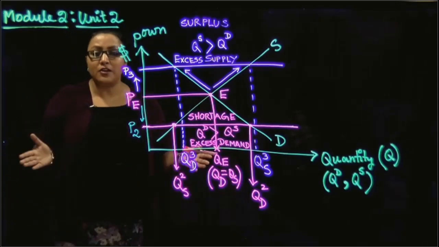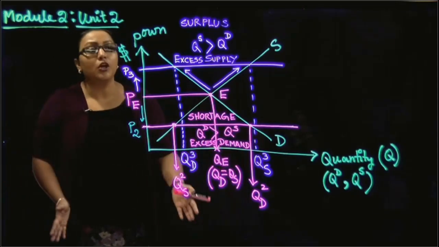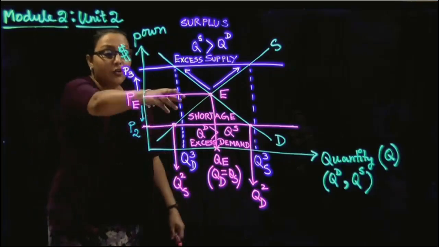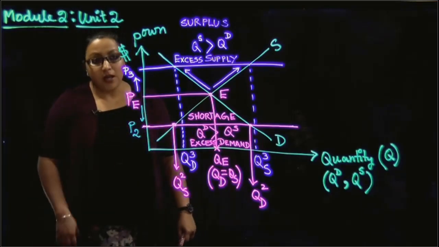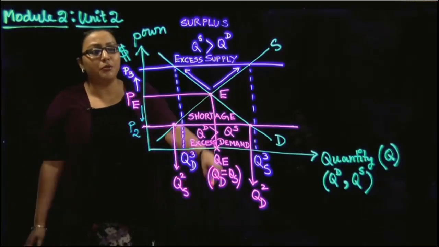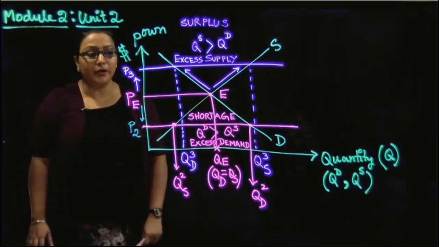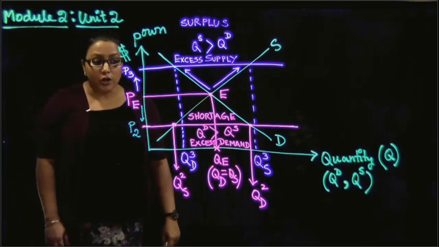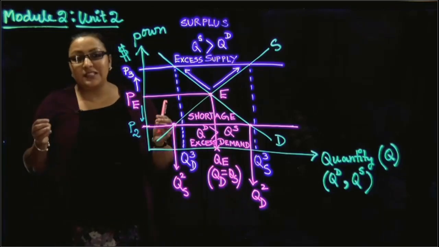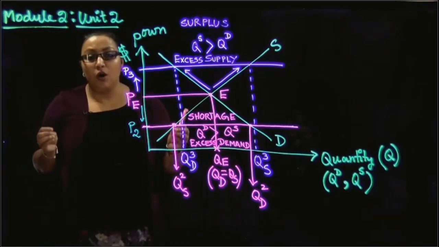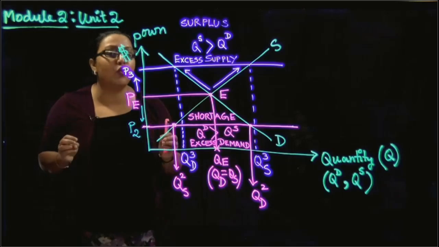So whenever the price moves away from the equilibrium, you either get a surplus in the market or you get a shortage in the market. Prices being higher than the equilibrium will always create a surplus, and prices being lower than the equilibrium will always create a shortage. But the good news is that no surplus or no shortage in the market is forever.